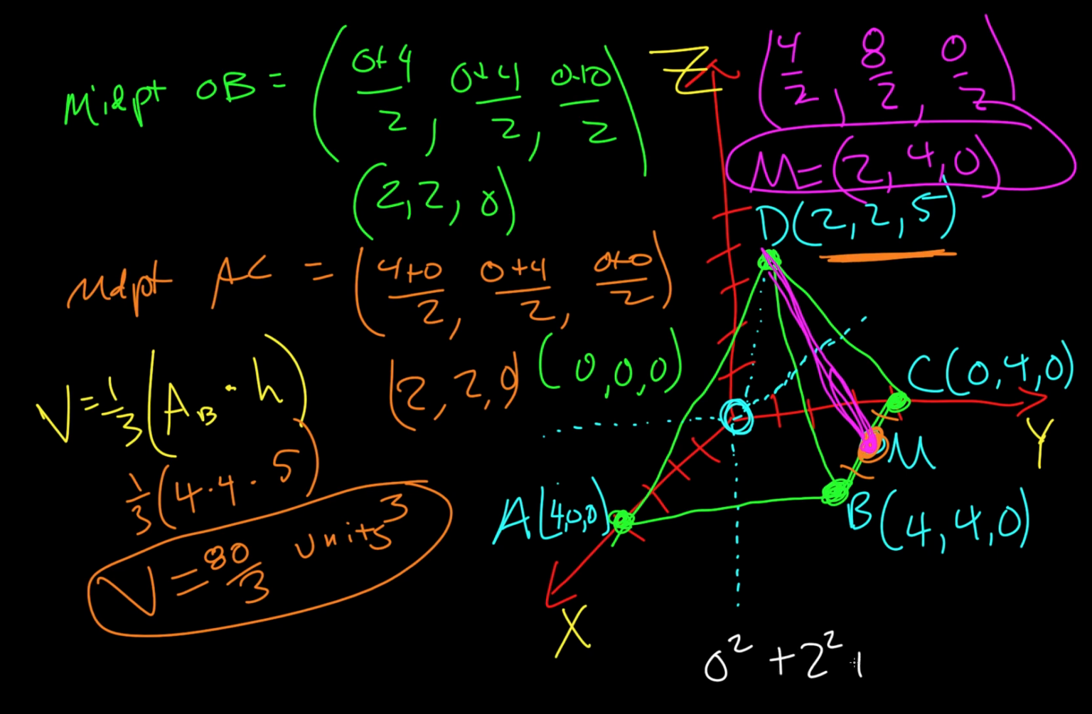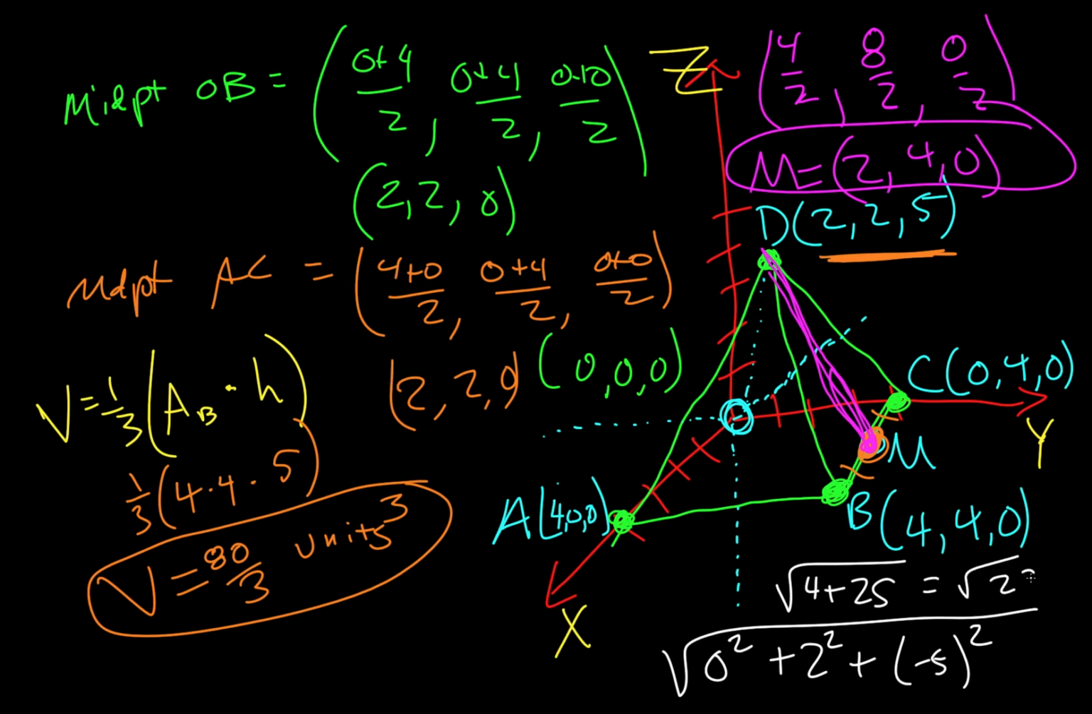Then we square it. And then 0 minus 5 is going to be negative 5 squared. This is all under a square root. So 0 squared is just 0. This is going to be 4 plus 25, which is the square root of 29. So once again, the exact length of MD, or this purple segment right here, is the square root of 29 units.